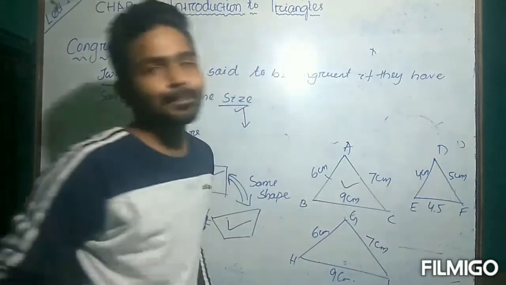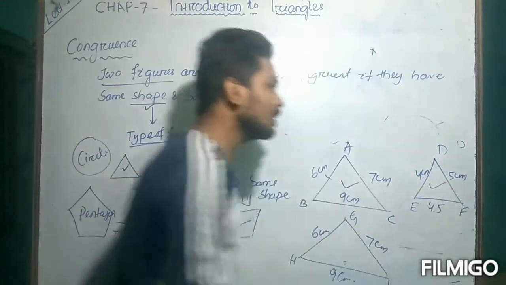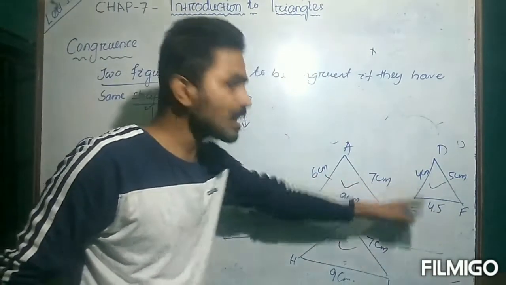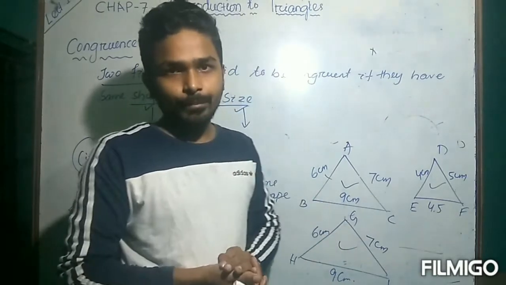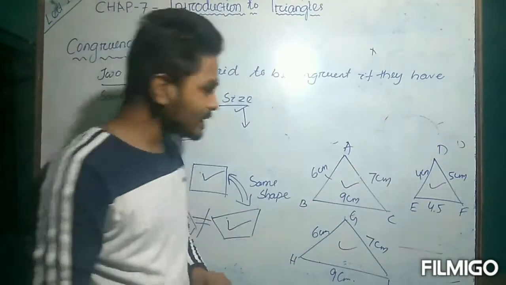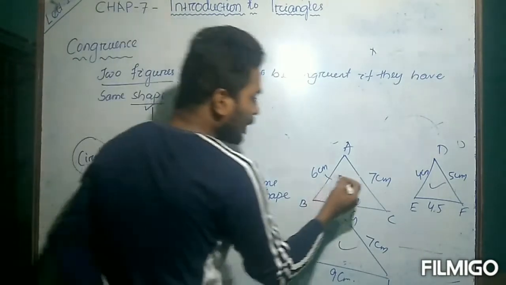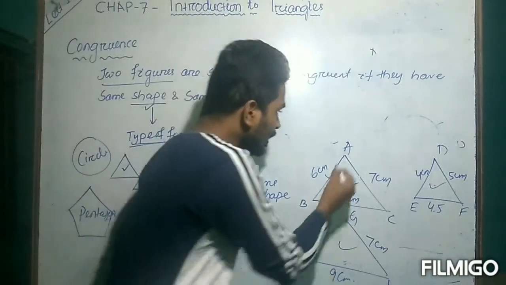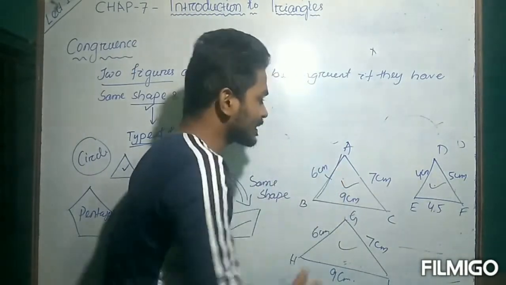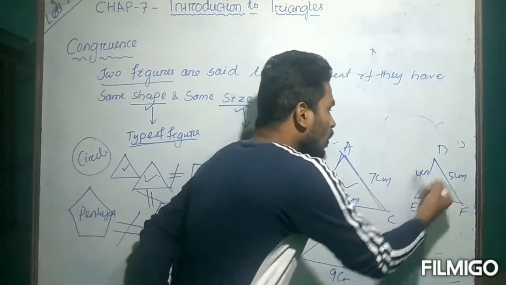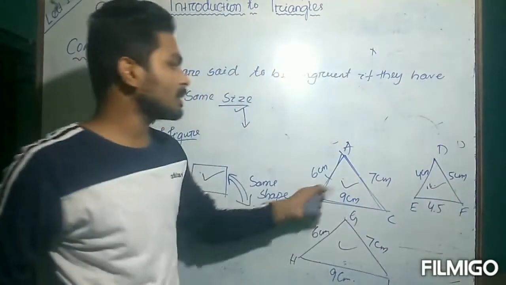It is a triangle. It is also a triangle. It is also a triangle. So these 3 figures are of same shape. But do they have same size? Let's see. If you compare this triangle with this triangle, then in this triangle, this side is 6, this side is 7, this side is 9. But in this case, all sides are completely different from this triangle.